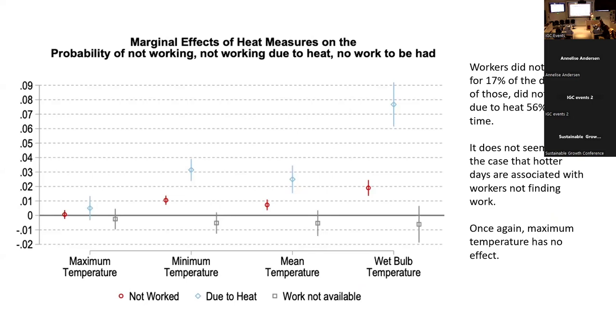So there's some evidence, it's not conclusive, but it's suggestive that a good deal of what's happening here, the reason people are not going to work isn't because of the demand side. It's not because they don't expect to find work. It's because it's too hot. So that's suggestive that it's on the supply side.